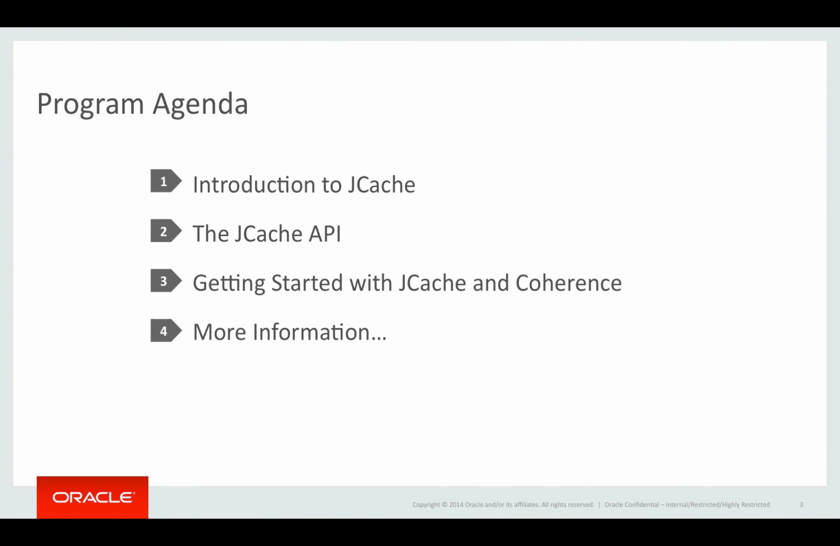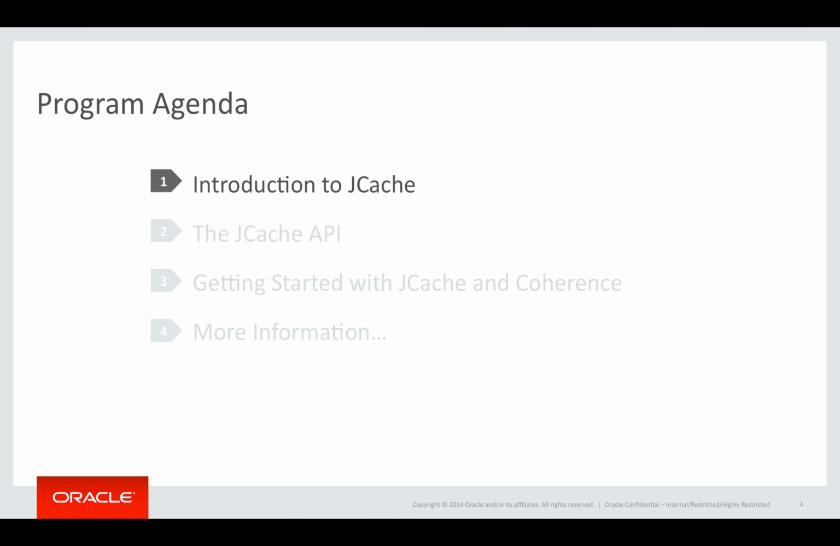The presentation has four main sections. Firstly, we're going to talk about the concept of JCache, what it is, where it came from, and where to get it. Next, we're going to talk through the main API. We'll look at some of the methods that are provided and some information on how to use them. After this, we'll look at the steps required to use JCache with Oracle Coherence. Lastly, we'll provide some summary places to go for more information. So let's get started.